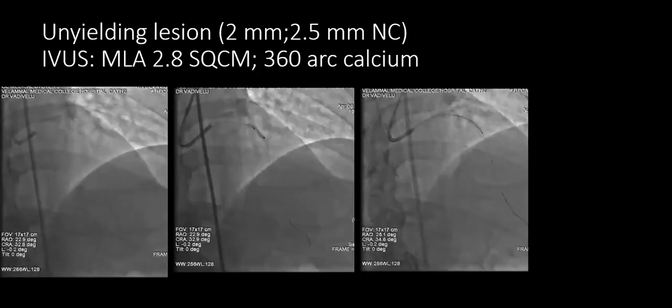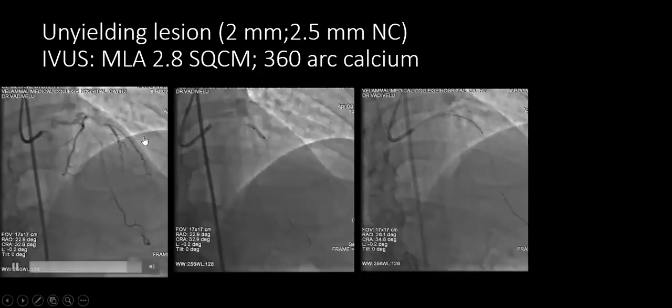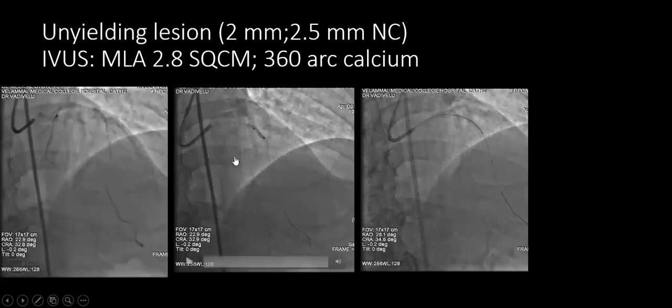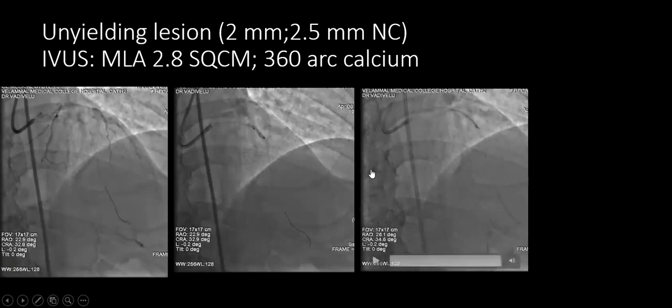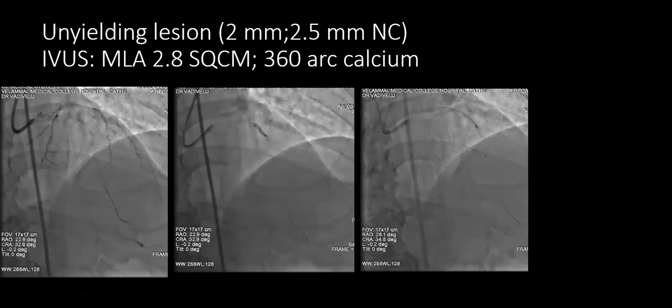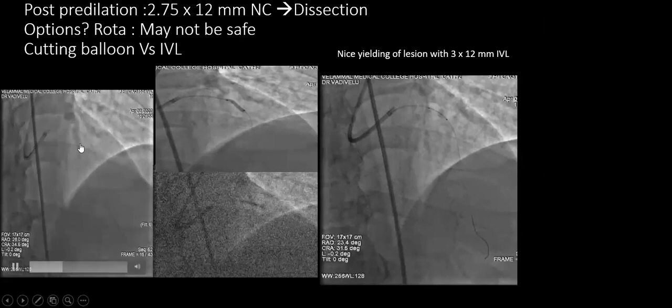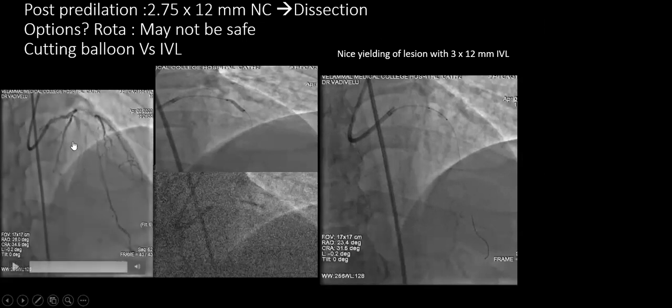Coming to the left system, you can see this very clearly. You can see this heavily calcified, angry looking lesion. So please don't underestimate such lesions. Initially I thought, okay, I'll go with increasing size of balloon, 2 mm, 2.5. Even with 2.5 mm, you can see here there is a waist. But what happened is that IVUS was done and it resulted in a dissection. You can see here the vessel was dissected.